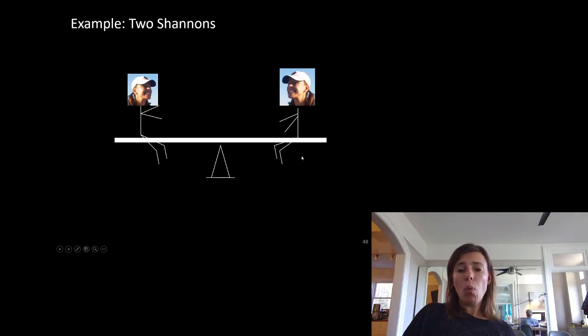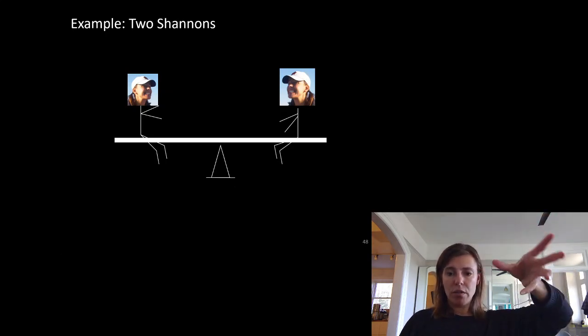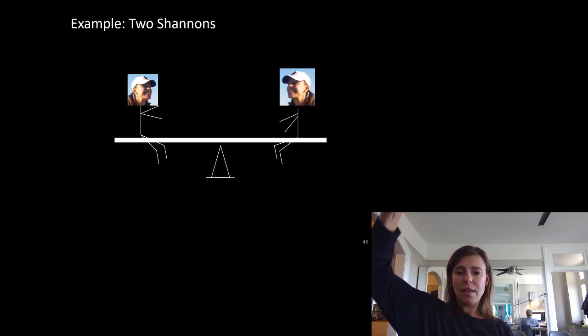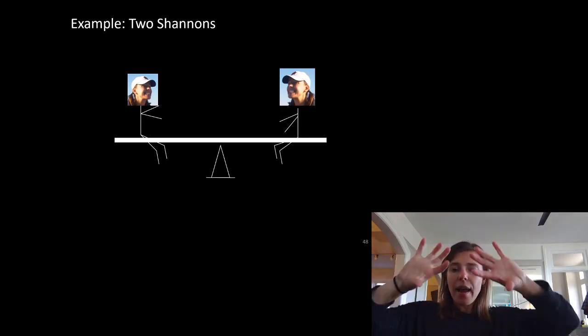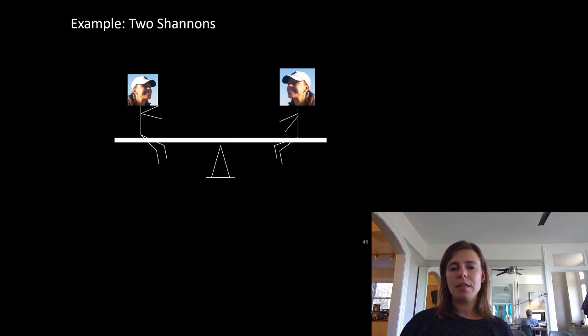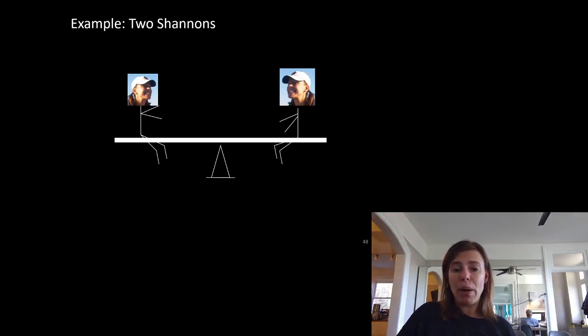But if the world was blessed with 2 Shannons and the other Shannon sat on the other side of the teeter-totter, the exact same distance away, this Shannon would be pushing down here, trying to spin it that amount. This Shannon would be pushing down here, trying to spin it that amount, and they'd cancel each other out, and the system would be in equilibrium. Or the sum of the moments about the z-axis would be equal to 0.